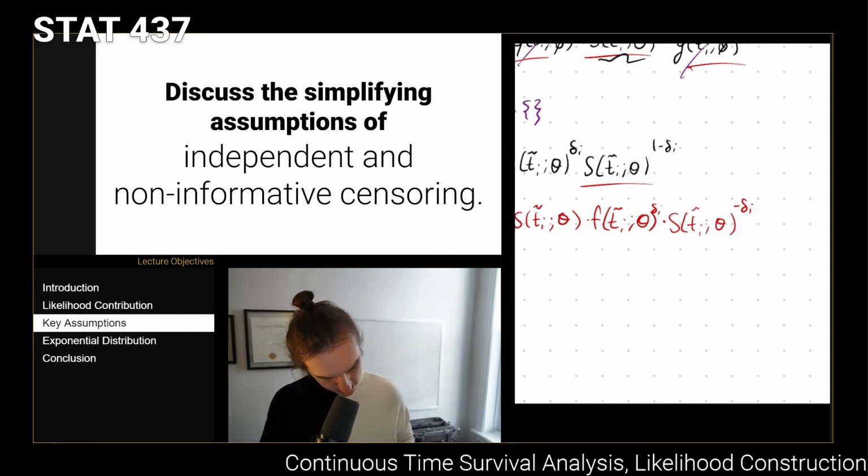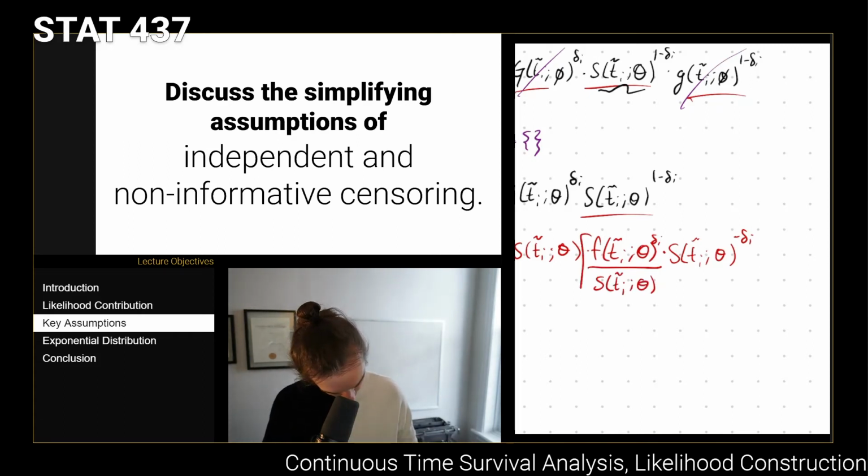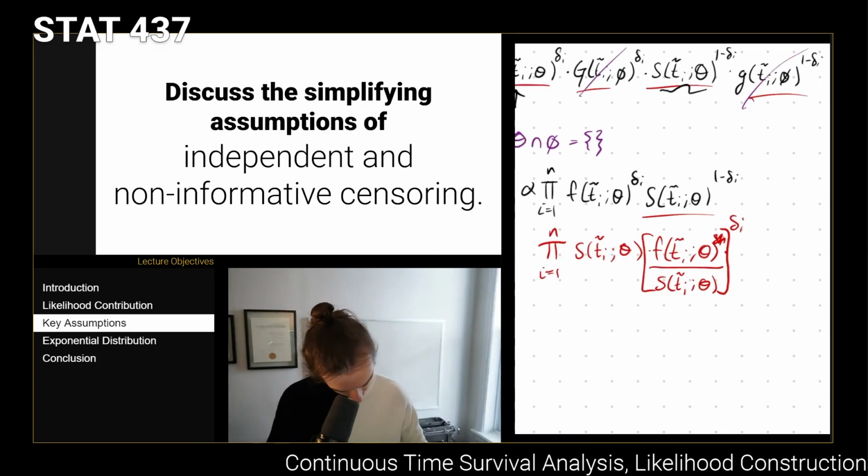Well, because of this, what we can do is we could actually write this as the ratio. You can write this down in here to the delta i, and so we can put this whole expression here up to the power of delta i, remove it from over here. And the reason that we want to do this is because the ratio of the density to the survivor function, this right here, is exactly equal to our hazard function.